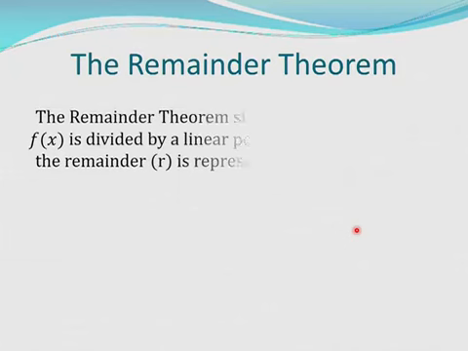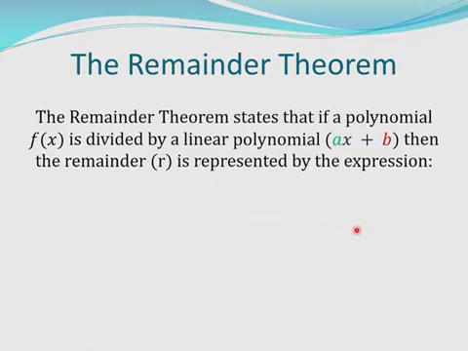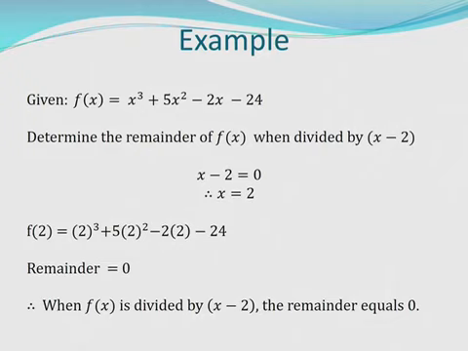Firstly, what is meant by the remainder theorem? Well, the remainder theorem states that if a polynomial, f of x, is divided by a linear polynomial, ax plus b, then the remainder, r, is represented by the expression, and there we see the expression coming up now. R is equal to f of minus b over a. You may be thinking, that still looks very complicated for me. Let's do an example and see what we mean by this.